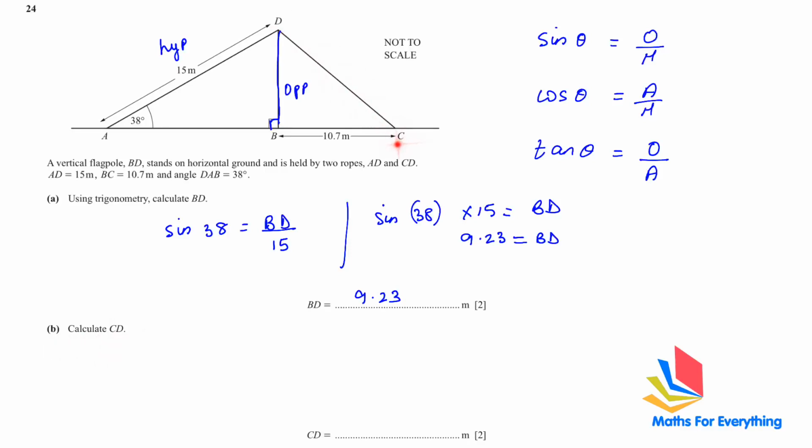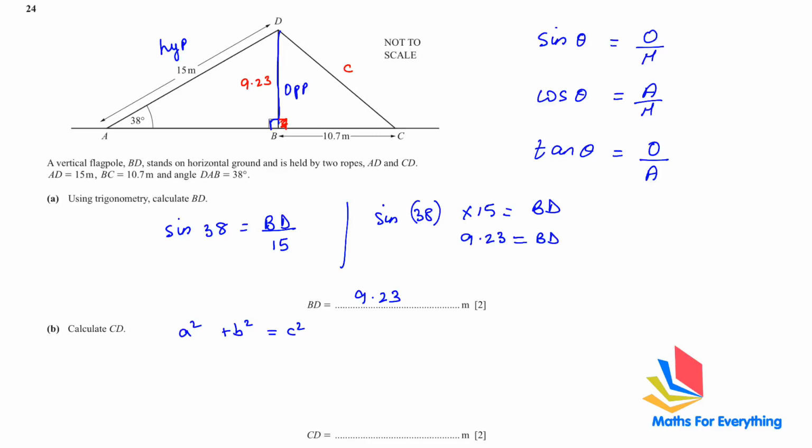So now we want to find CD. We know that BD is 9.23. If you have been given a right angle triangle, and two sides are given to you and you want to find the third side, we use the Pythagoras theorem, which is a square plus b square is equal to c square. C is your hypotenuse. In this case, the hypotenuse is CD. So this is your C. A and B can be either of the sides.